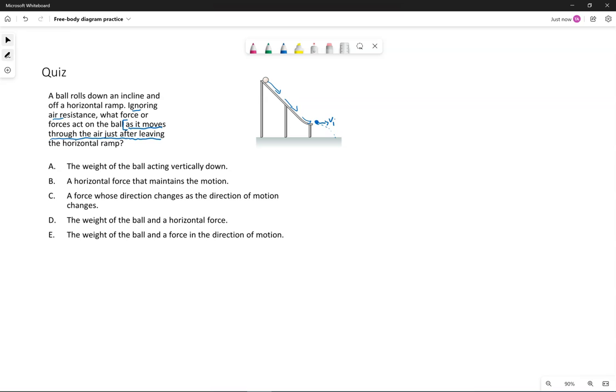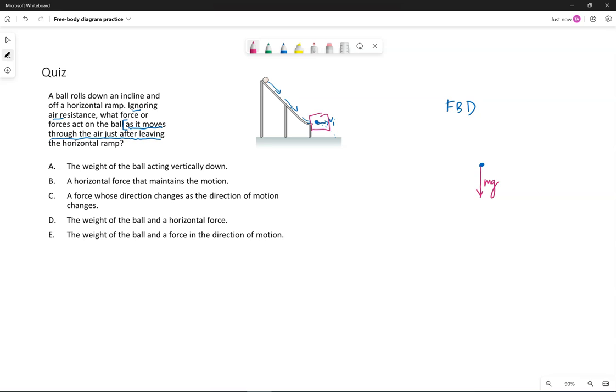The ball will continue moving right horizontally at the same speed, but it will speed up towards the ground because of gravity. So my free body diagram, if I draw my dot representing the ball, this problem is specifically asking, okay, the ball has just left the ramp. What forces are acting on it? So of course we have the force of gravity, because we always have the force of gravity. That represents the force of the Earth gravitationally attracting the ball towards the center of the Earth.